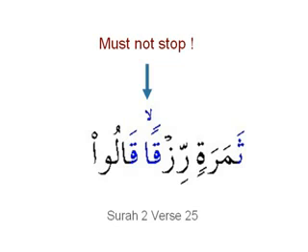So that would be thamaratir rizqan qalu. Okay, so you'd have to read straight through that. You cannot go thamaratir, rizqan, qalu. You cannot do that. Okay, the color coding there, which we would have covered in a previous lesson, is the ikhfa, the hiding of the noon sound.